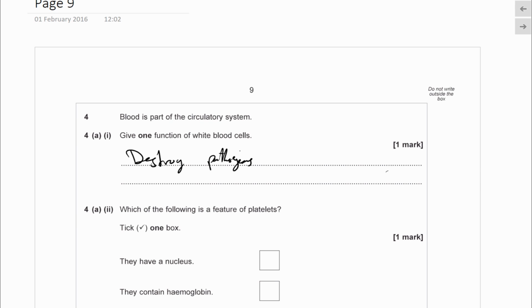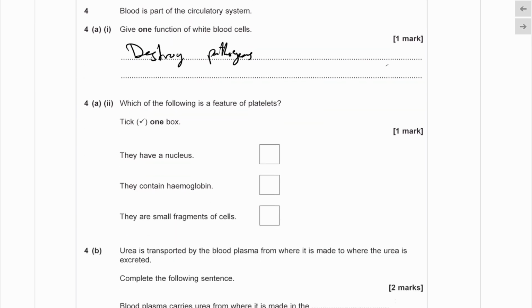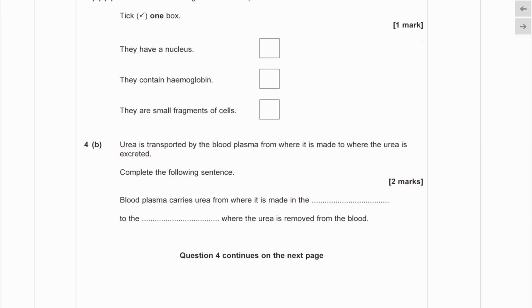We could have said they engulf pathogens, right? They can carry out phagocytosis. We could have said they produce antibodies. We could have said they produce antitoxins. Alright, all of those would have got you a mark, because there are a lot of things that white blood cells would do. Alright, now part 2.